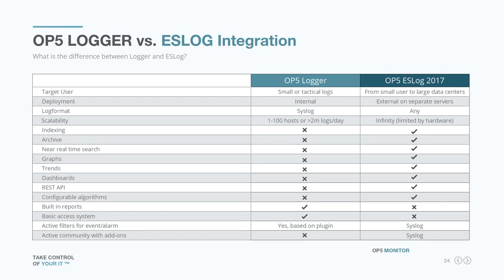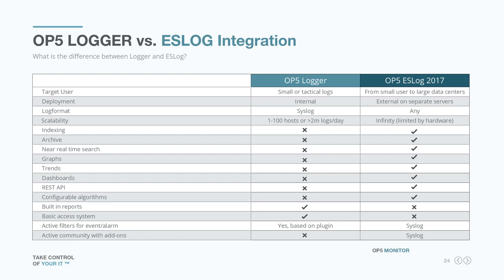For those who are experienced with OP5 Monitor, you have noticed that we have OP5 Logger integrated with some log handling function. It's called Logger. And that works fine for smaller and non-distributed environments. It lets you create alarms based on the information in the log files. But it doesn't scale as well if I have a big system. So ESLog comes to the rescue.